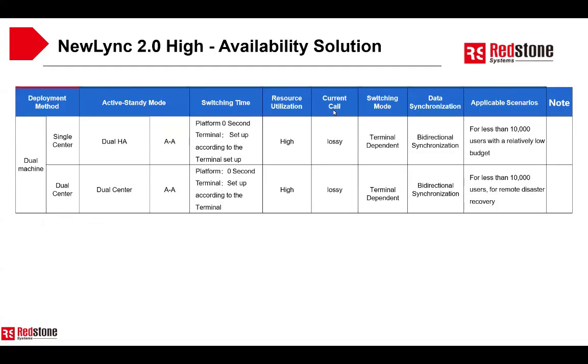To summarize, we recommend this NewLync single center, dual center HA solution because it is usually more suitable for deployments of fewer than 10,000 users with a relatively low budget. If you have a deployment over 10,000 users, especially if you are exceeding this number, we may recommend a centralized architecture with multi-service models to ensure performance and stability.